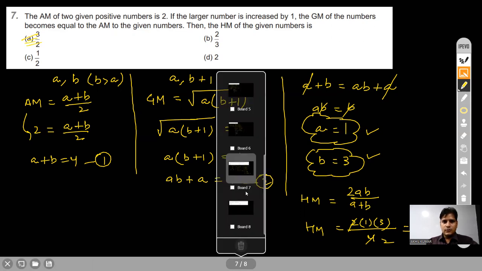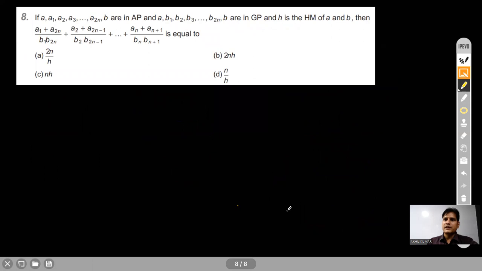Now, question number 8 is the last question of this exercise. So let's check it out. What is given? If A1, A2, A3, A2N, and B are in AP, then again one sequence is given and they are saying it is in GP, and H is the harmonic mean of A and B, then what will be the value of this series? Okay.